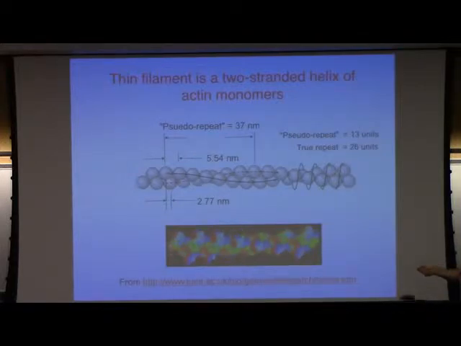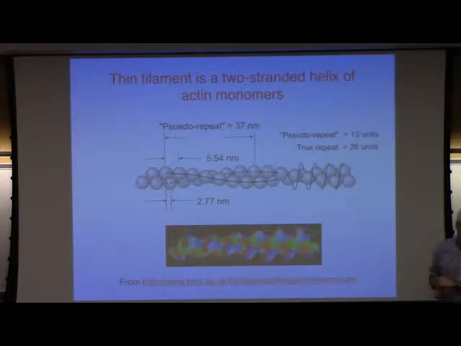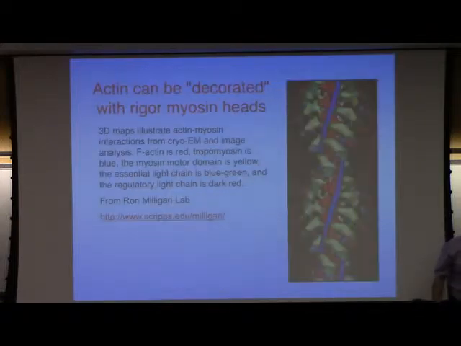But this is the important one, the pseudo-repeat. When you go 37 nanometers down, you have one in essentially the same orientation. So because it's a 2-stranded helix, the true repeat would be 2 times this, 74 nanometers, but there's a pseudo-repeat at 37 nanometers. The importance of this will come later, so you'll figure out why we care about that.